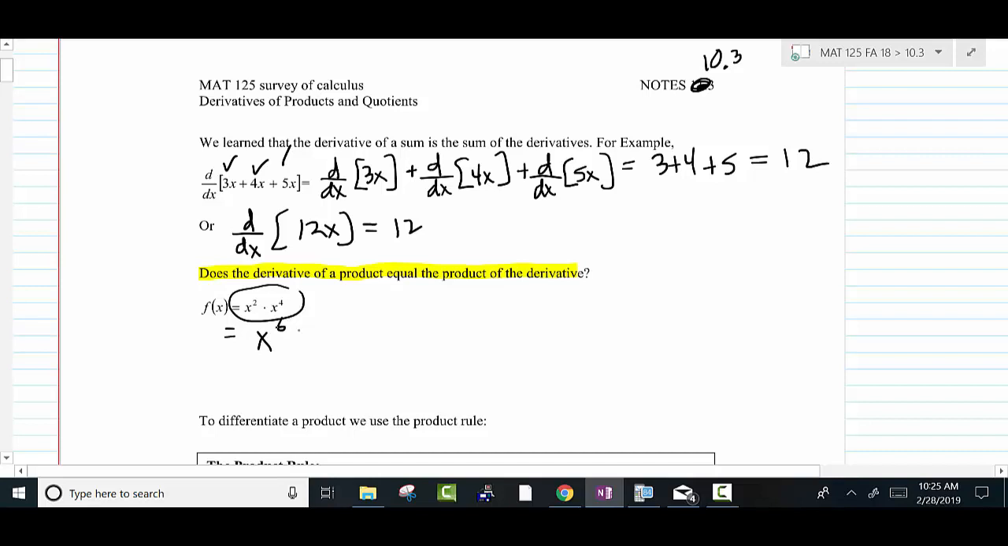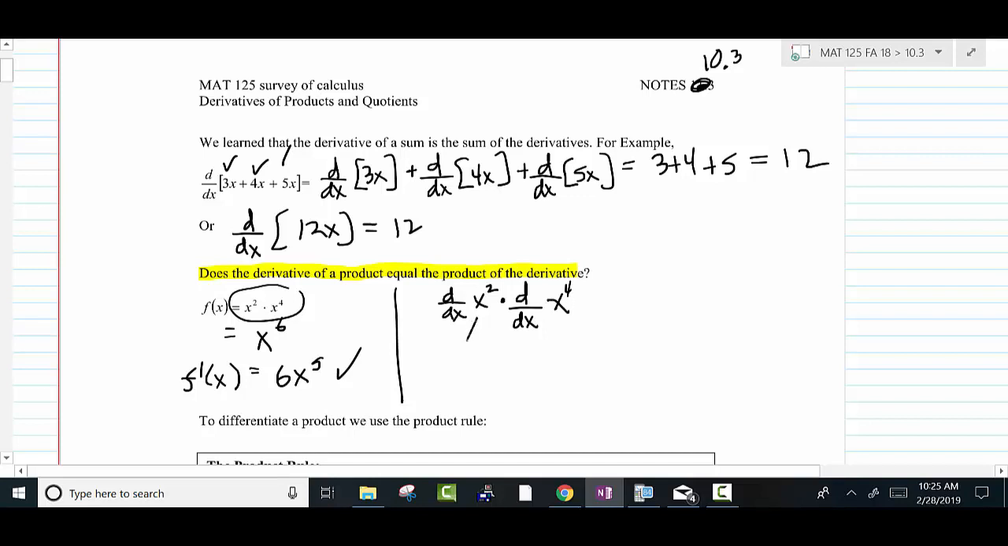All right, so we got that. Now everybody's got this down. What's the derivative of x to the 6th? 6x to the 5th. Okay, that we know is what that derivative is. Well, let's see if it works this way. This is what I'm asking you. Let's go through and do the derivative of x squared, and then the derivative of x to the 4th, then multiply them together. Let's do it in a different order and see what happens.